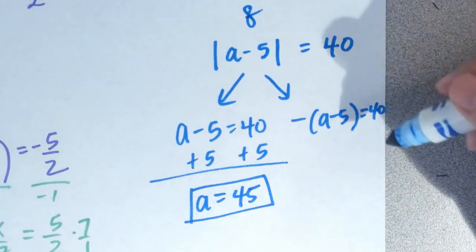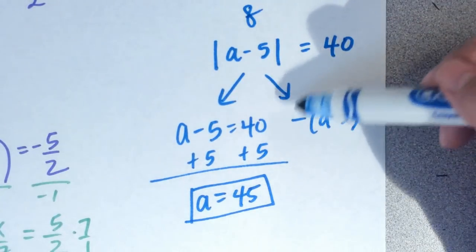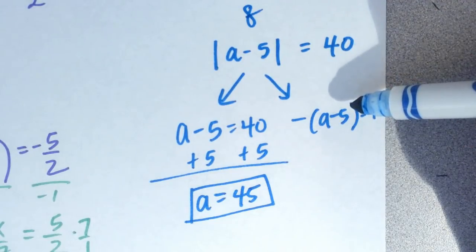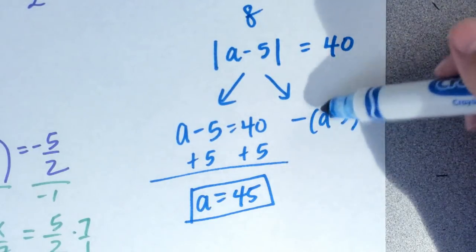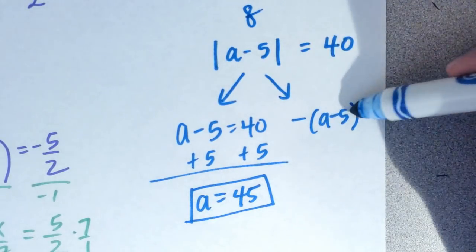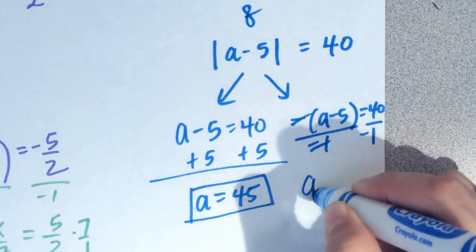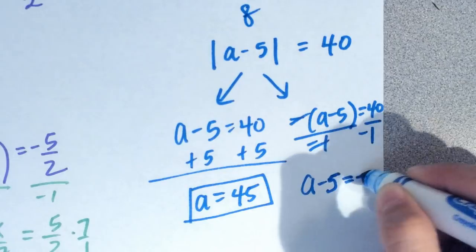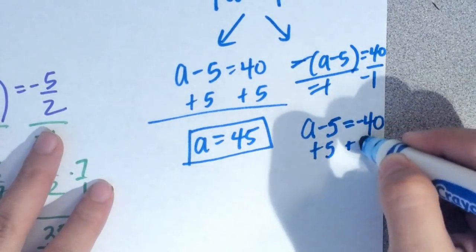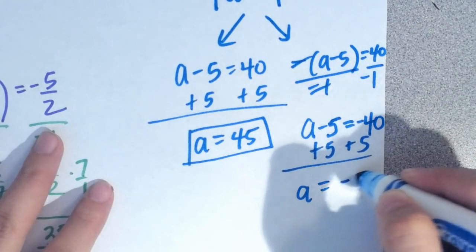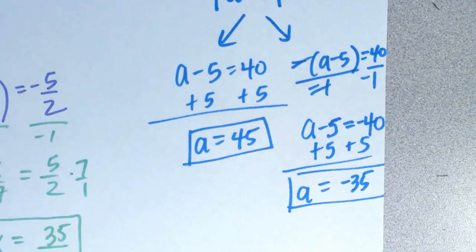For case number 2, there's two ways you can do it. Because you dropped the absolute value, you can now distribute to the parentheses. You just can't distribute when the negative is before, up here in the absolute value. But here you can, because I already did my two cases. So you can distribute the negative, or you just divide both sides by negative 1. Either way is fine. So you get a minus 5 equals negative 40. Then I'm going to add 5, so a equals negative 35. That is my answer.